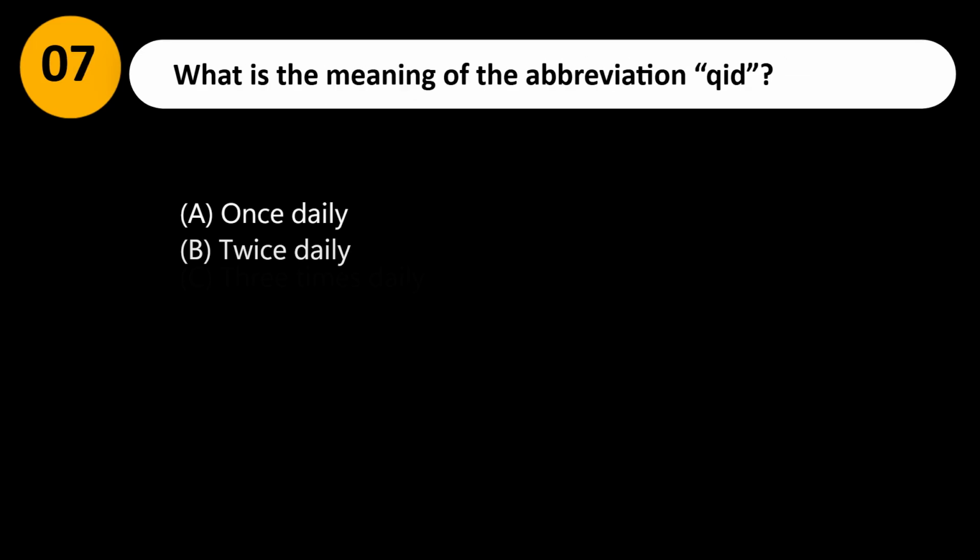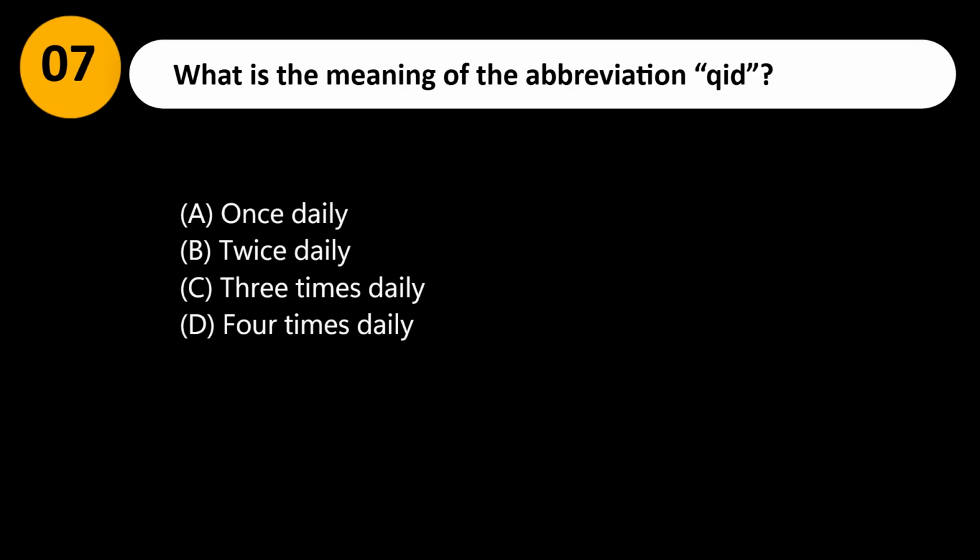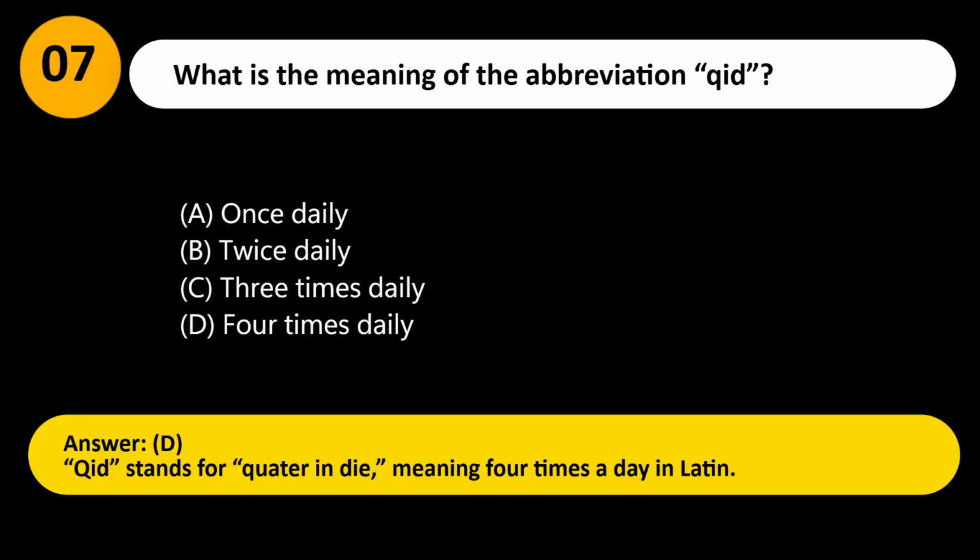What is the meaning of the abbreviation QID? A. Once daily. B. Twice daily. C. 3 times daily. D. 4 times daily. Answer, D. QID stands for quater in die, meaning 4 times a day in Latin.